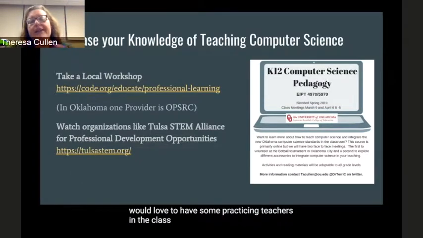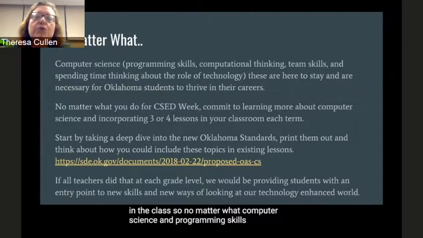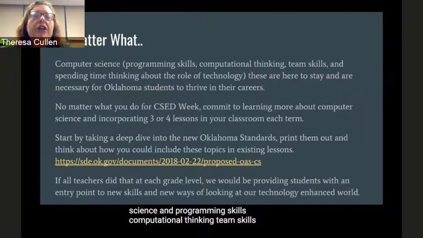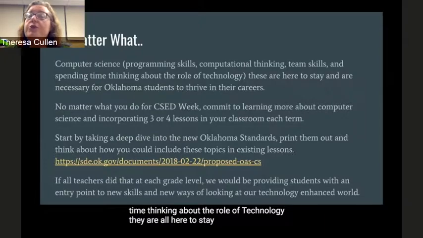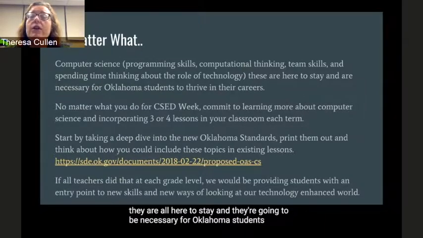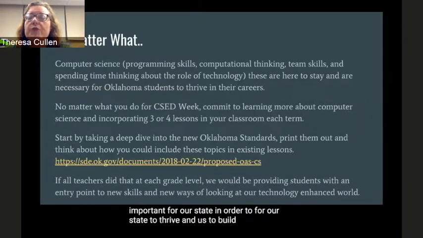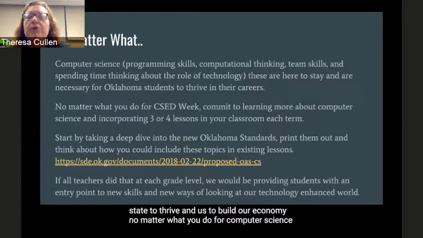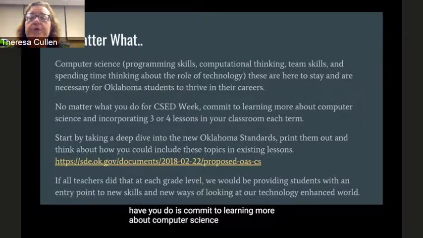So no matter what, computer science and programming skills, computational thinking, team skills, spending time thinking about the role of technology, they are all here to stay, and they're going to be necessary for Oklahoma students to thrive in their future careers, and also important for our state in order for our state to thrive and us to build our economy. No matter what you do for Computer Science Education Week, what I would love to have you do is commit to learning more about computer science and incorporating maybe 3 or 4 lessons in your classroom each term.